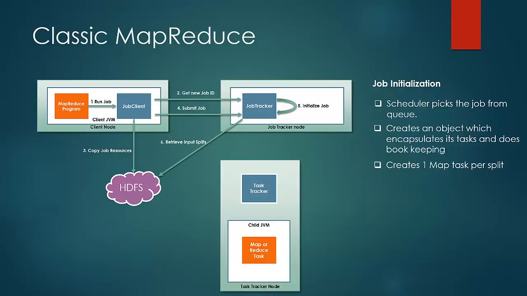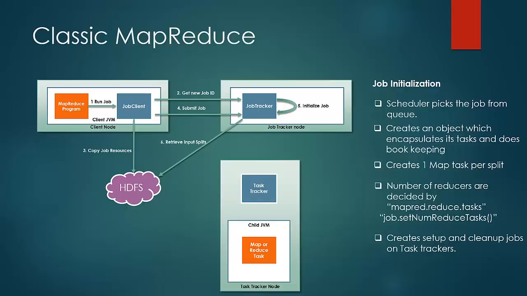The number of reducers is decided by the property mapred.reduce.tasks or can be set up by the job.setNumReduceTasks function in the driver program. It has a default value of 1, but it is advised that it is customized to a higher value depending upon the size of the cluster, to draw advantage of parallelism in the reduce phase as well. Job tracker also creates setup and cleanup tasks that need to be run before and after the MapReduce tasks run on the task tracker node.